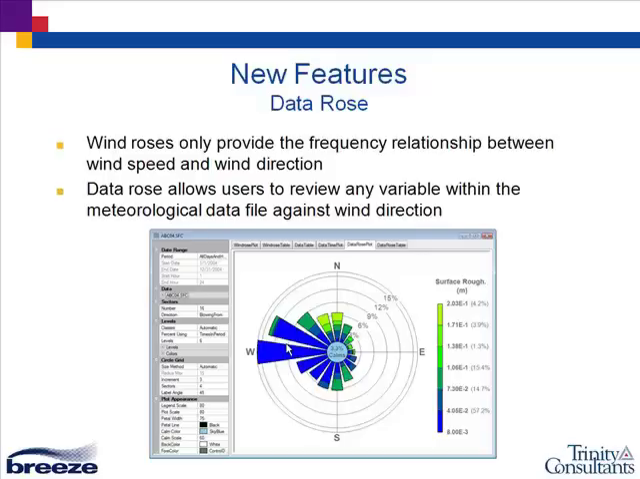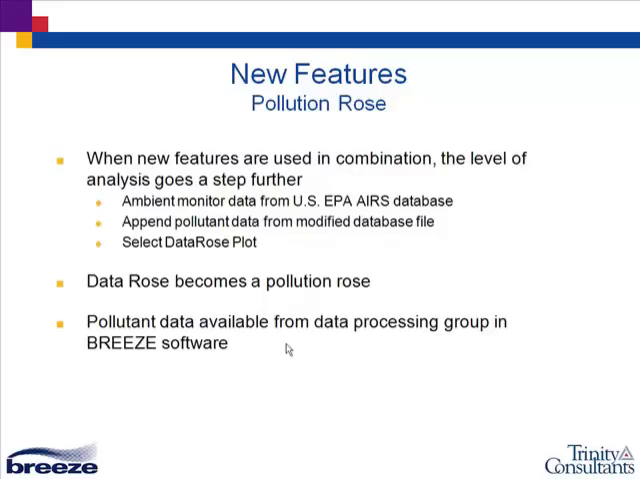But the features of the data rows are not limited to just what's available within your Met file. I've got these two new features. They're great by themselves, but when I combine them, I can take my analysis a step further. Imagine you have pollution data from an ambient monitor, such as that which comes from the US EPA AIRS database. The pollutant data that comes from this database can be modified and appended to a meteorological data file within BREEZE MetView. Then, once I've appended the data, I look at my data rows plot view.